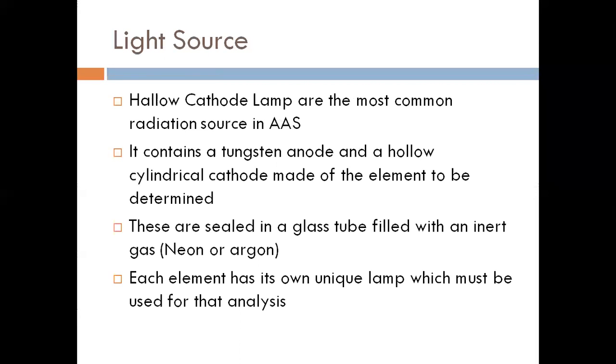So it contains a tungsten anode and a hollow cylindrical cathode made of the element to be determined. These are sealed in a glass tube filled with an inert gas. Each element has its own unique lamp which must be used for that analysis.